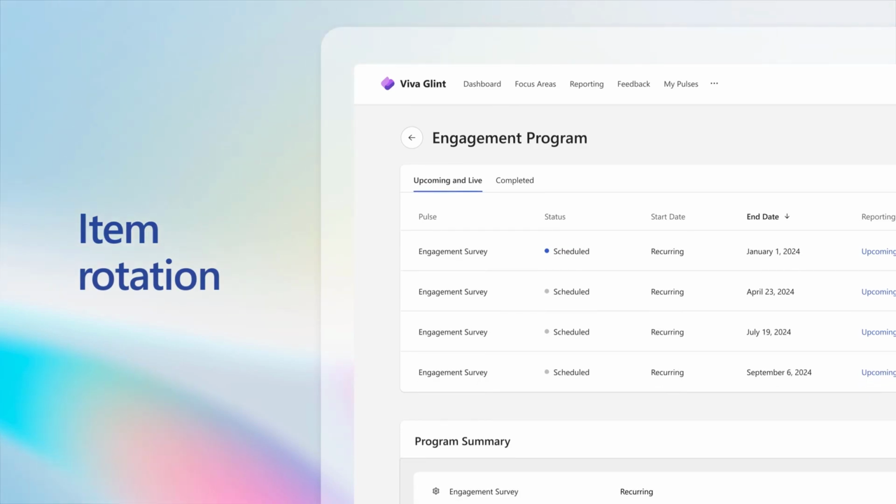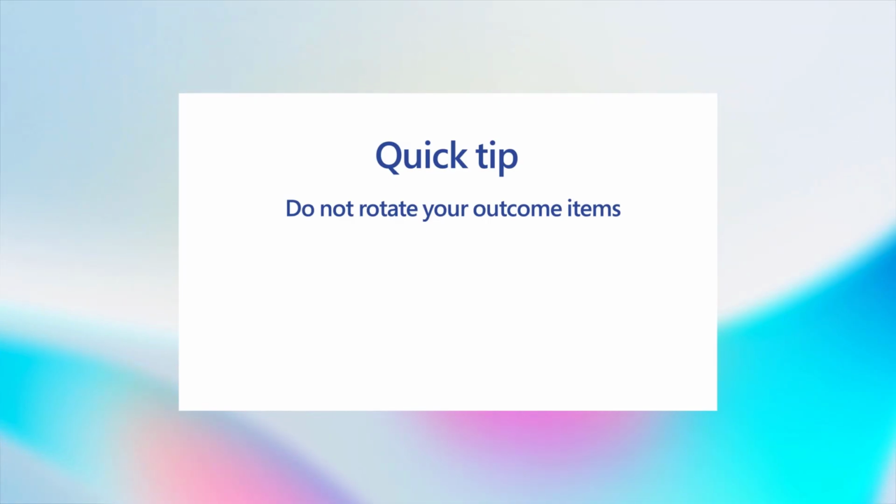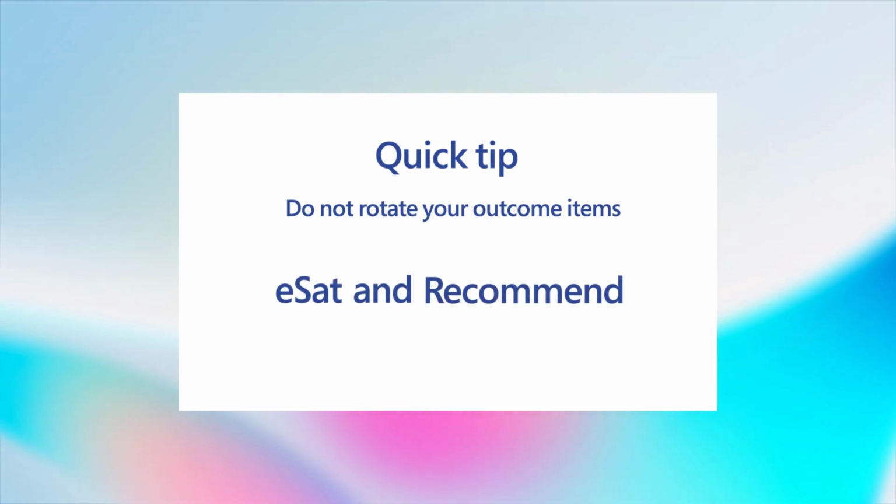Lastly, it's important to consider rotating your survey items so you can ask more questions throughout the year. Rotating items keeps surveys shorter, allows you to ask questions at the right time to inform business decisions, and keeps the content fresh. A quick tip, do not rotate your outcome items, which would be ESAT and recommend. This is so you'll have a consistent measure across all surveys to compare to over time.